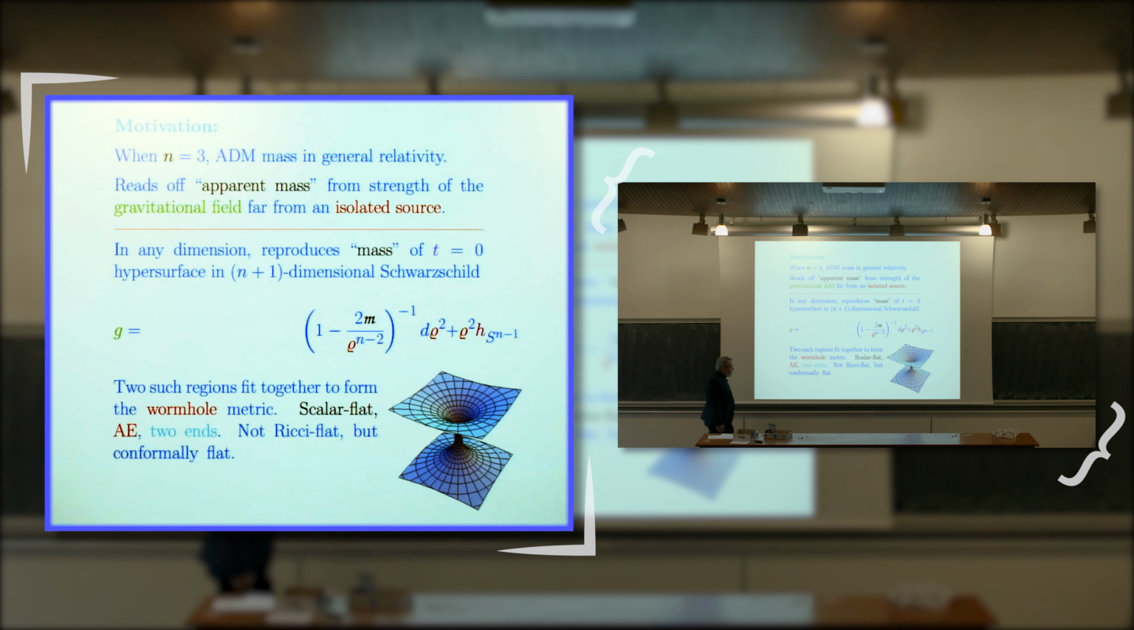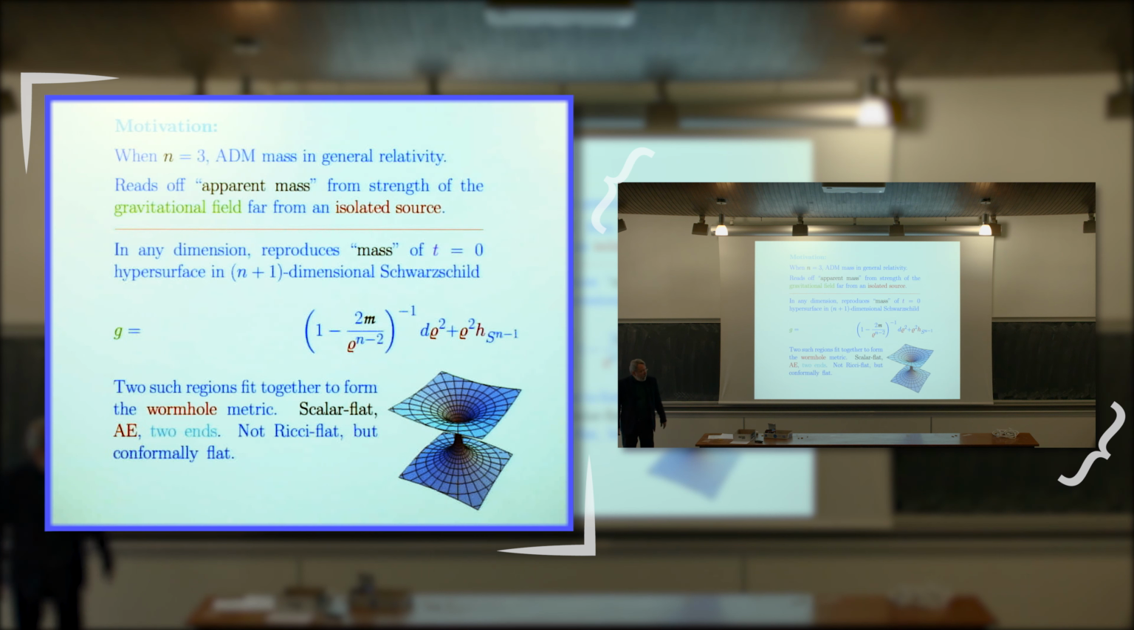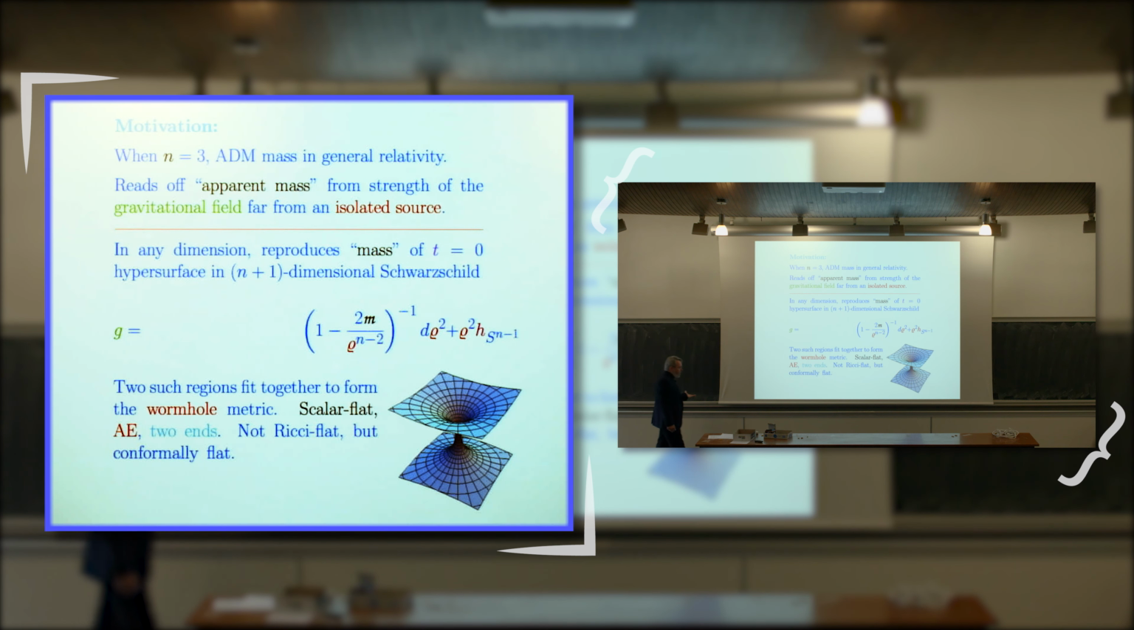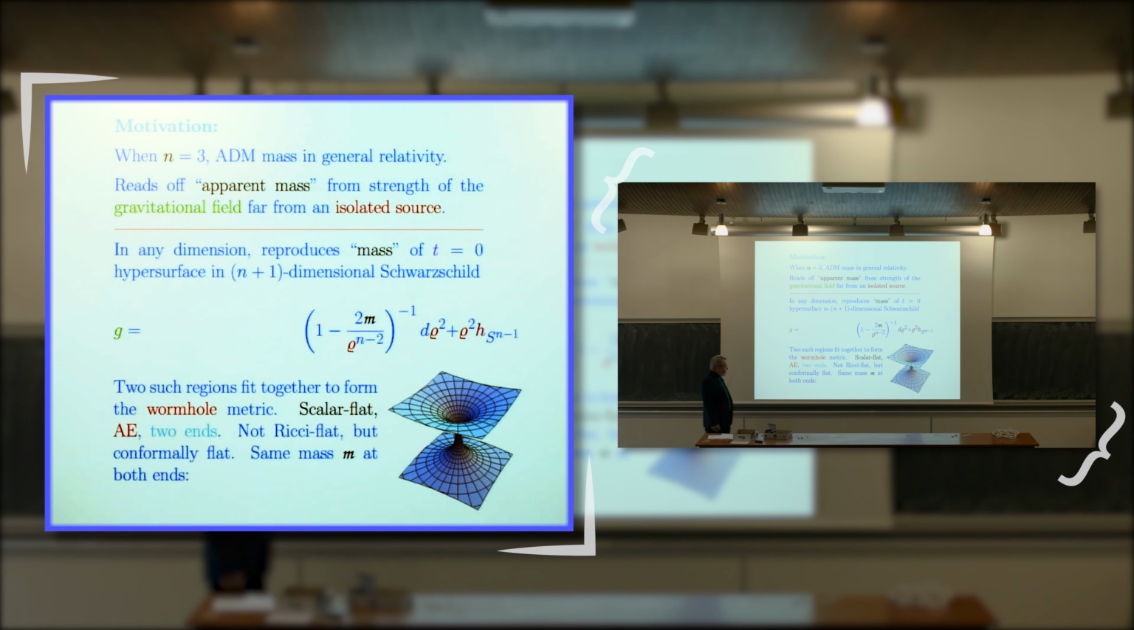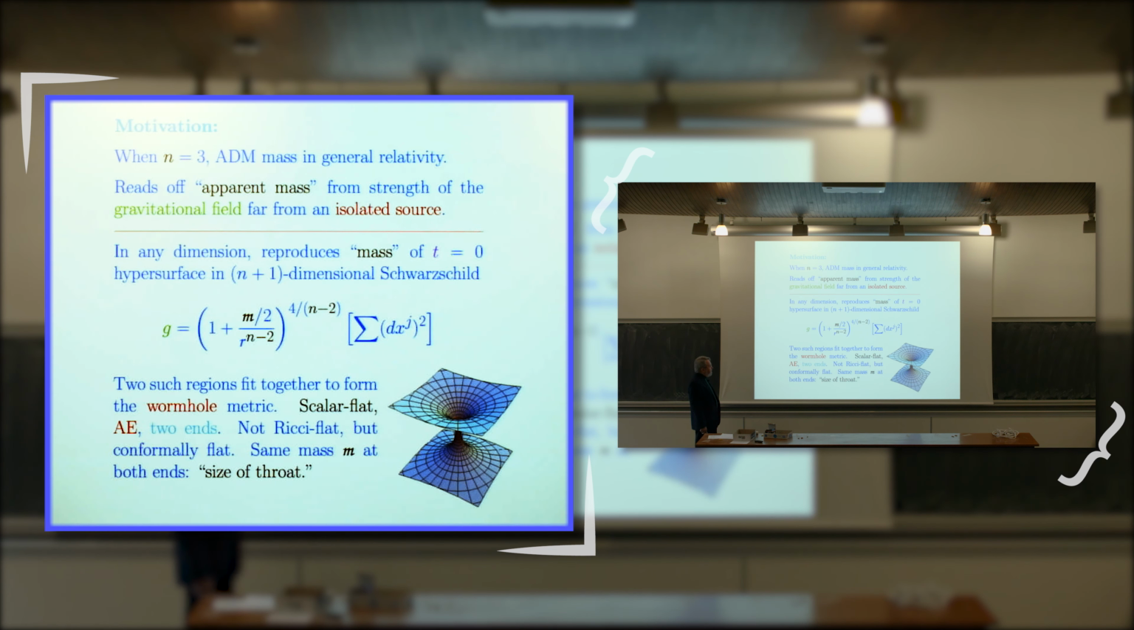So as I want to emphasize, this is not Ricci flat, even though it's related to a Ricci flat Lorentz manifold. It's a scalar flat, but not Ricci flat, Riemannian manifold. Interestingly enough, not only is it scalar flat, it's also conformally flat. The metric looks like Euclidean space-time times a function. Most metrics don't have that property when you're above dimension 2. And so it has the same mass at both ends, which somehow is related to the size of the throat.